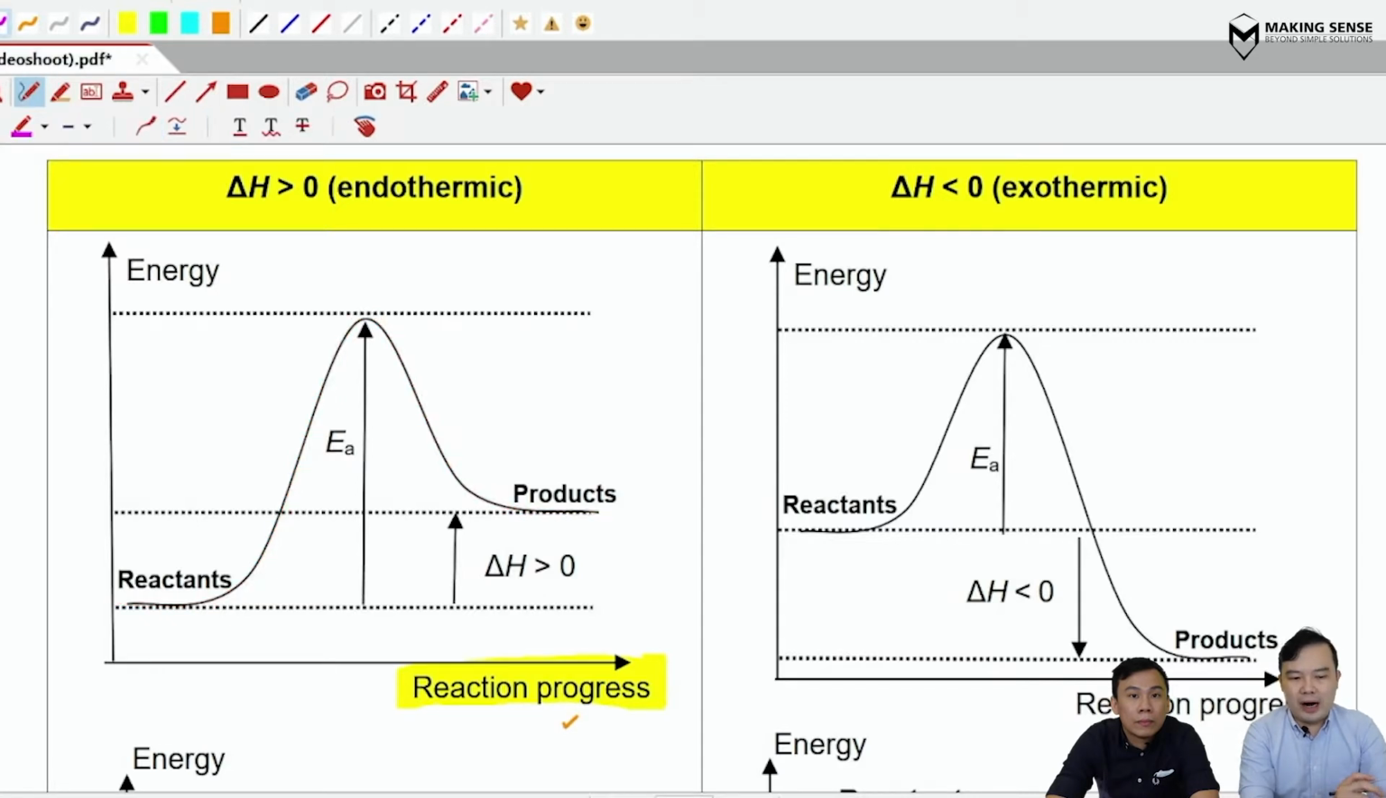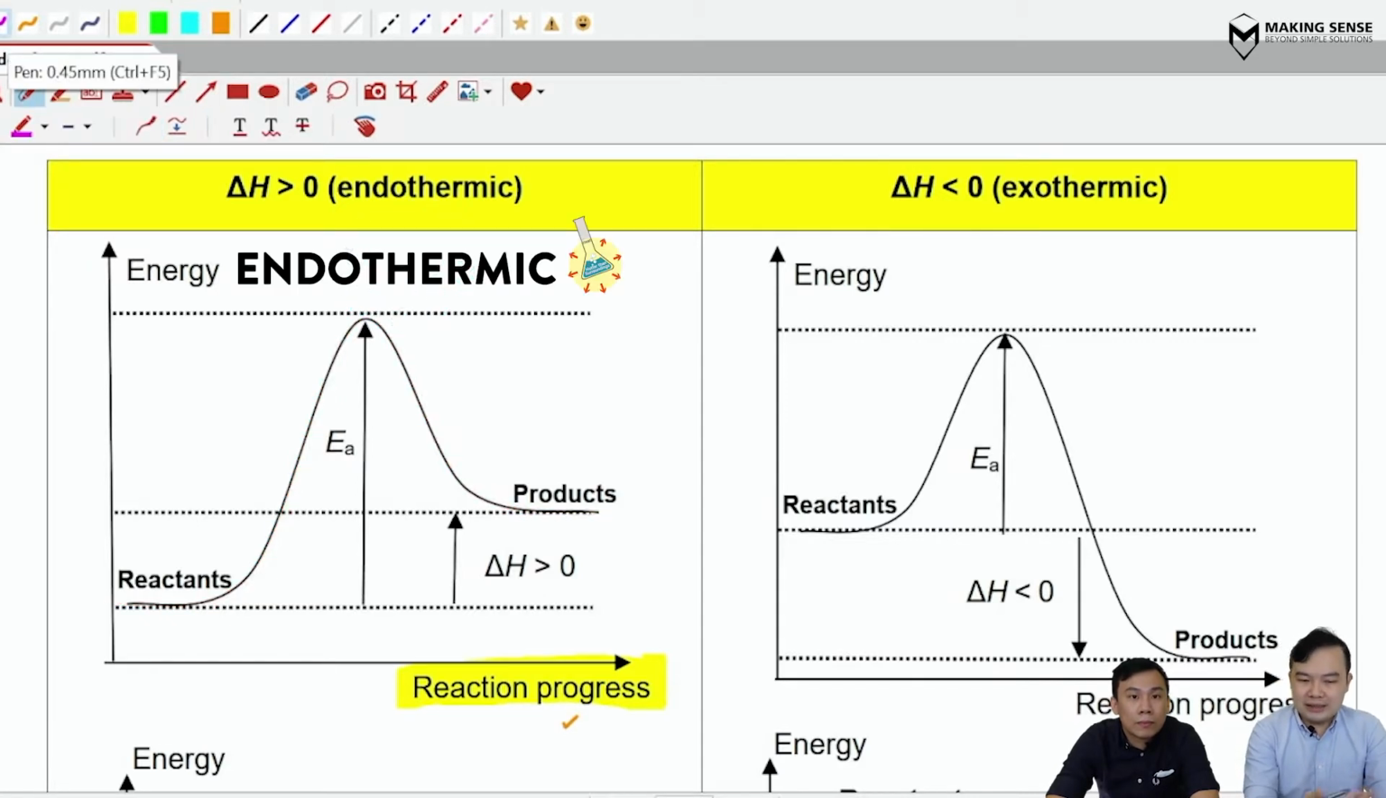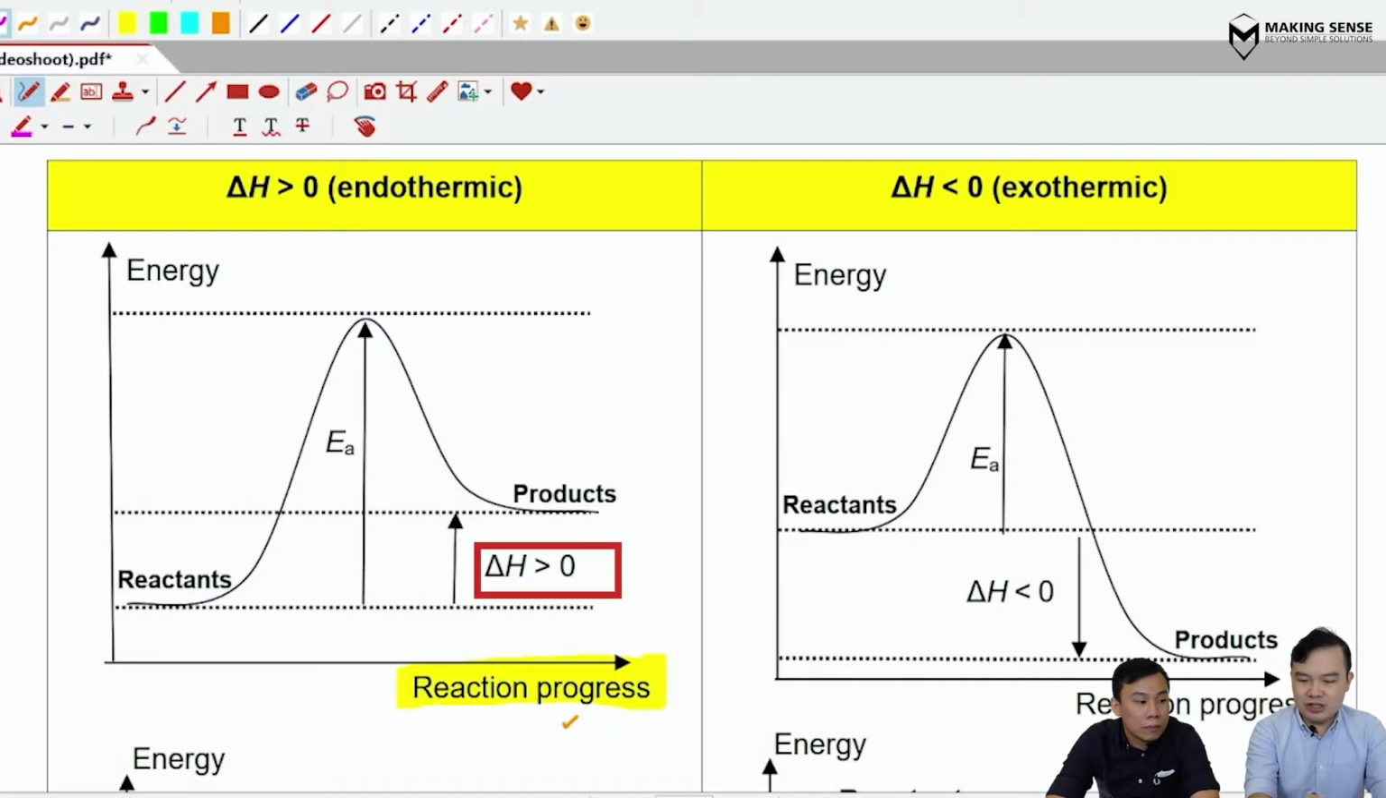In the case of our endothermic reaction, we're going to see two different features over here. The first of which is going to be the enthalpy change. And just now, Mr. Yap already told us that enthalpy change for endothermic reactions must be positive, which means that it's going to be represented by an upward arrow, right?